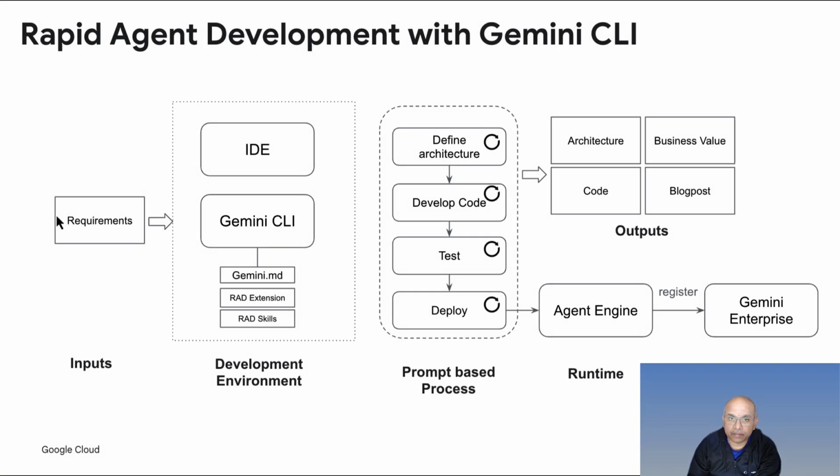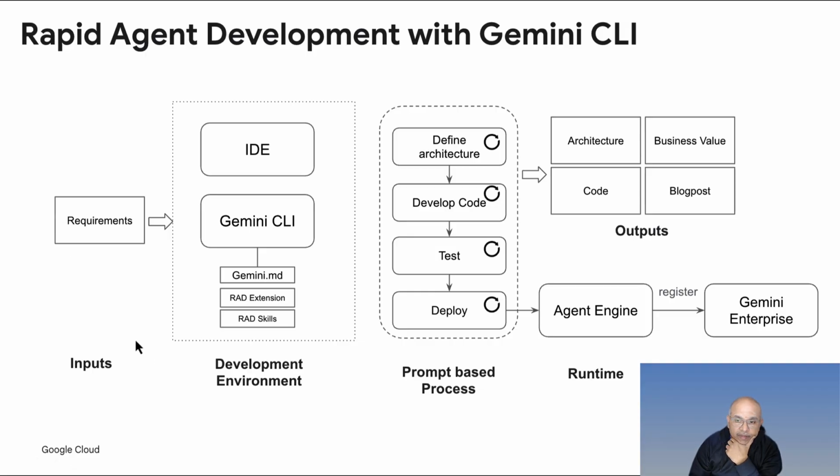I'm going to talk today about rapid agent development with Gemini CLI. Rapid agent development is a concept that we have put together for building agents in hours rather than weeks by applying Gemini CLI and related technologies.